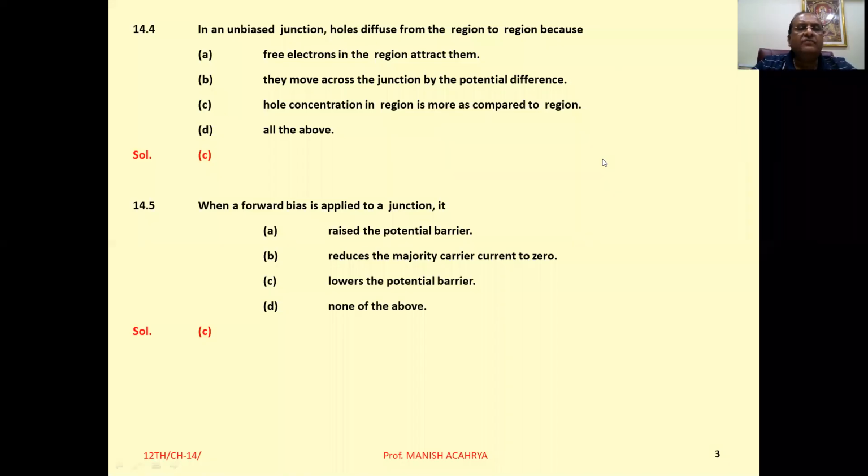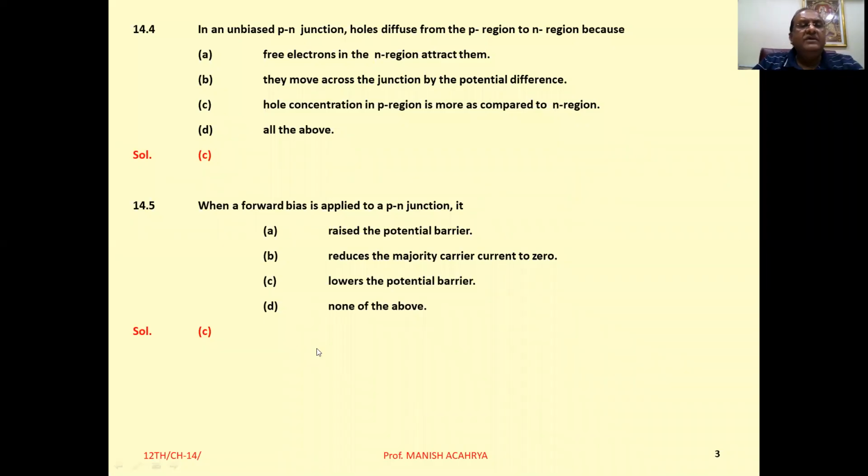Then 14.4. In an unbiased junction, holes diffuse from the region to region. A. Free electrons in the region attract them. B. They move across the junction by the potential difference. C. Holes concentration in P region is more as compared to N region. And D. All the above. So option C, that is the correct one.